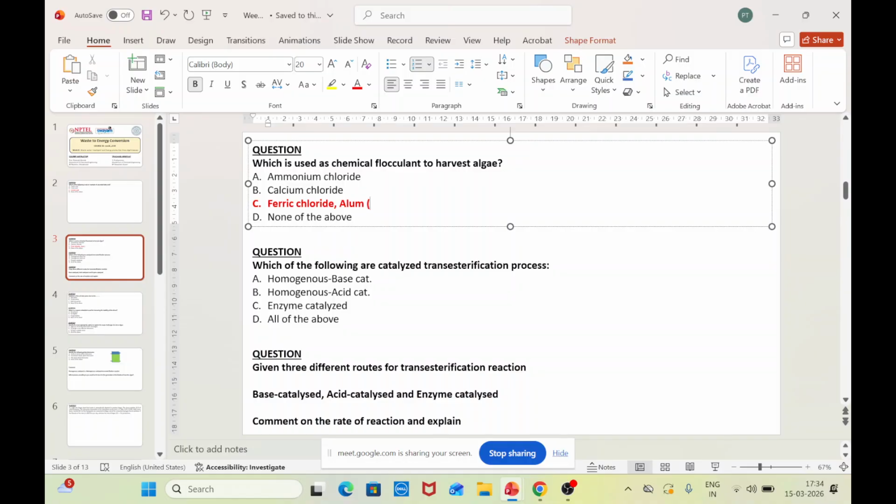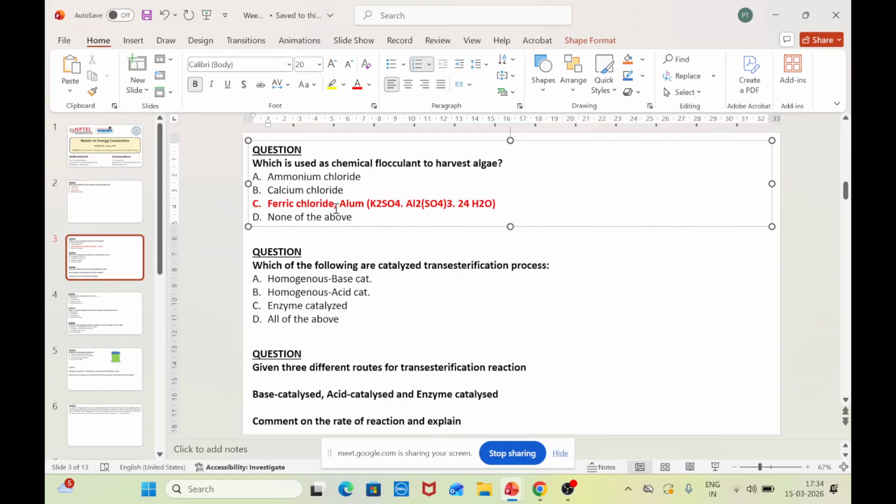The chemical formula for alum is K2SO4.Al2(SO4)3.24H2O.